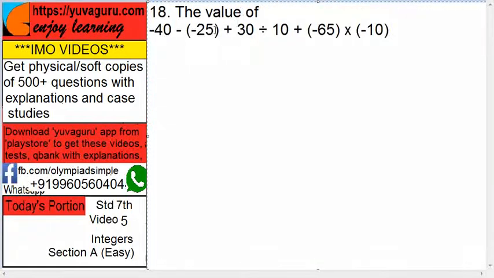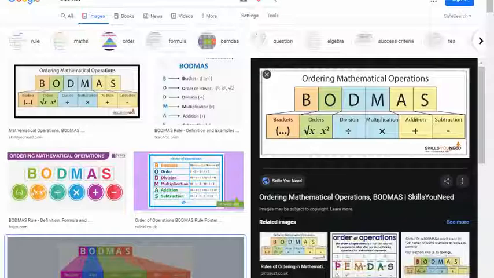Find the value of the expression: minus 40 minus minus 25 plus 30 divided by 10 plus minus 65 into minus 10. While solving any algebraic expression, definitely follow the BODMAS rule. What is BODMAS? I have discussed it in my earlier video also. Brackets, then order, then division, then multiplication, then addition, then subtraction. Go in this order only.